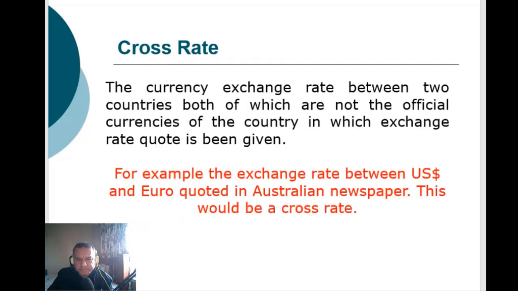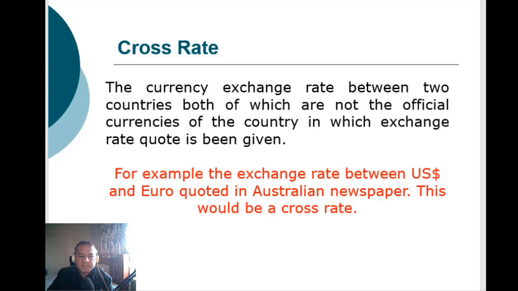So what is the cross rate? The currency exchange rate between two currencies, both of which are not the official currency of the country in which the exchange rate are quoted, is called the cross rate. For example, the exchange rate between US dollar and euro quoted in Australian newspaper would be called the cross rate.